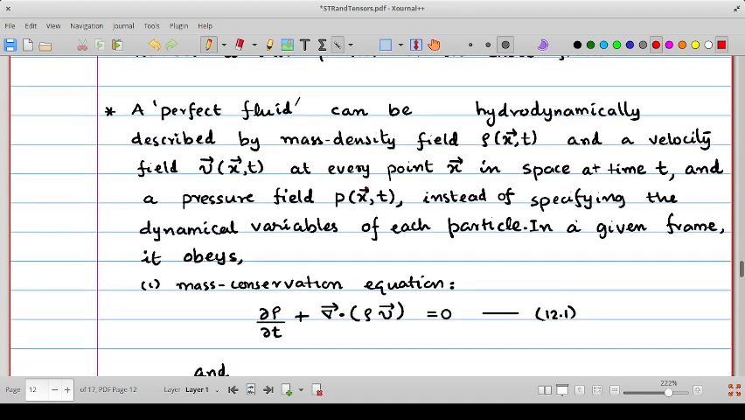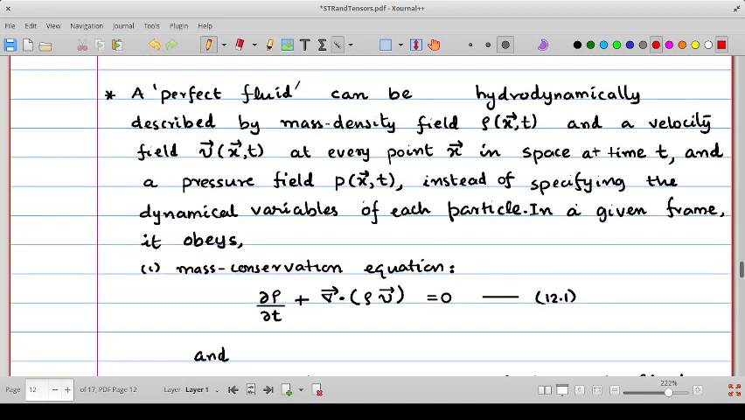In addition, there is also a pressure field, which is the force per unit area acting on any infinitesimally small area at the position x at time t. And this force is acting normal to that area element. So a perfect fluid can be completely described in terms of a mass density field rho, a velocity field v, and a pressure field, the pressure at every point x at time t.